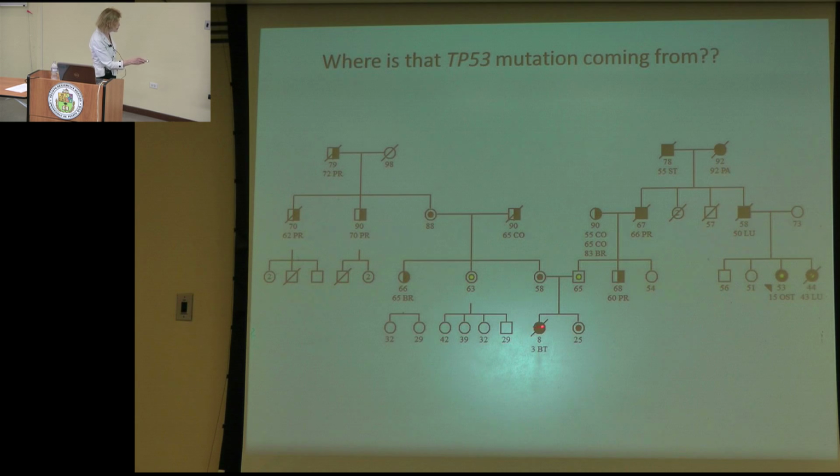Again, the red circle in the center is a mutation carrier. The yellow circle means they're not. And dark in the bigger circle or square means cancer. So this part of the family through which we ascertained this patient has nothing to do with the p53 mutation here. Well, that was a bit of a surprise because there was very little cancer in this family.